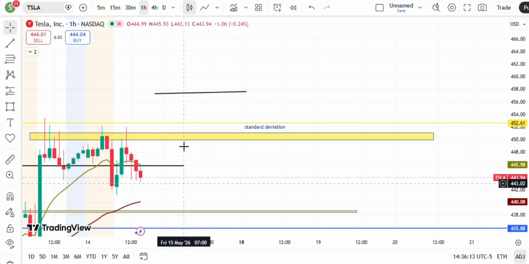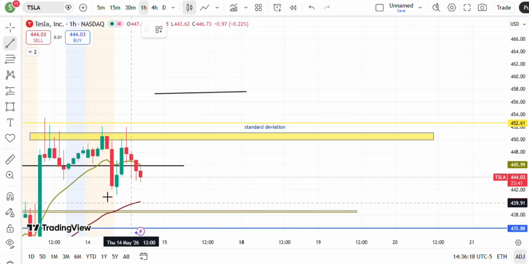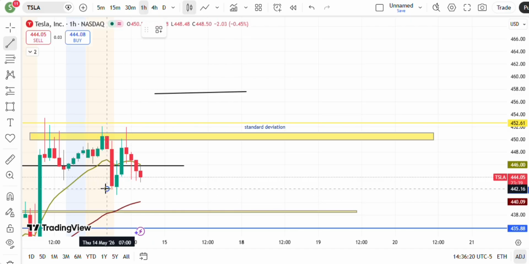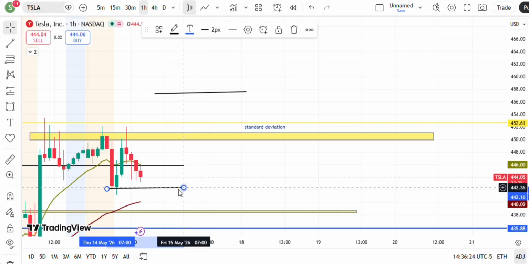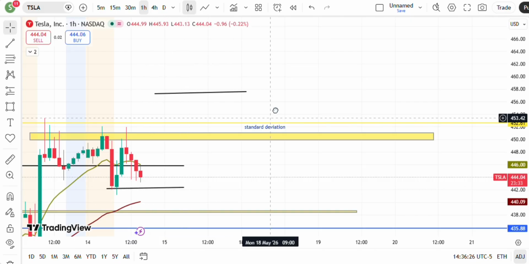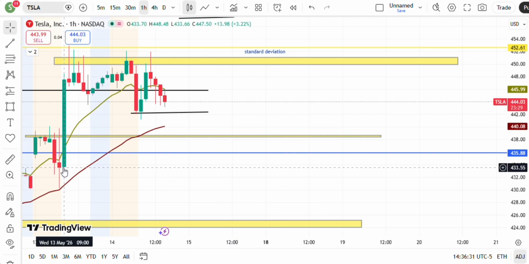But if we don't breach this level and we break here, boom, we're going down. So if we break this, we're going down to here.